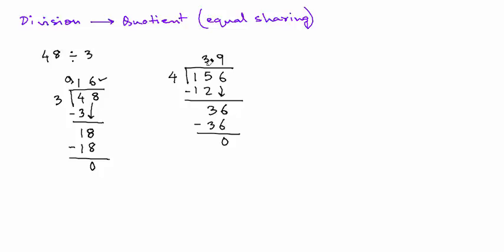And if you multiply 39 with 4, you get 156. So that's the right answer. We say 156 divided by 4 is equal to 39. So the first problem is equal to 16, and you write 156 divided with 4 is equal to 39.